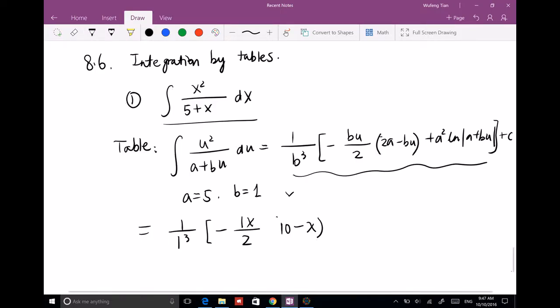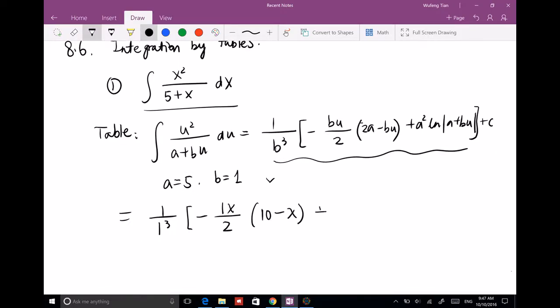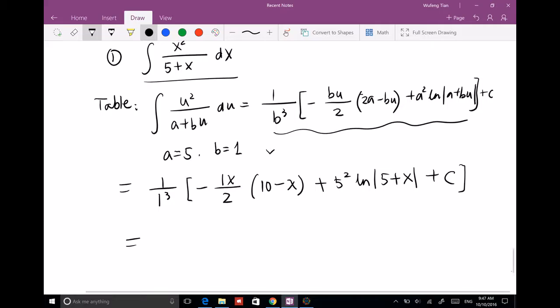Okay. All right, what's next, Bella? 5 squared. 5 squared, 5 x. Perfect. You did a really good job. Thank you very much. Okay, so what do we do? 1 over 1 is 1, so we don't have this. It is 1 times itself is itself. Negative 1/2 is negative 1/2. Okay. It's negative half of x squared, and 10 minus x plus 25 ln of 5 plus x plus c.